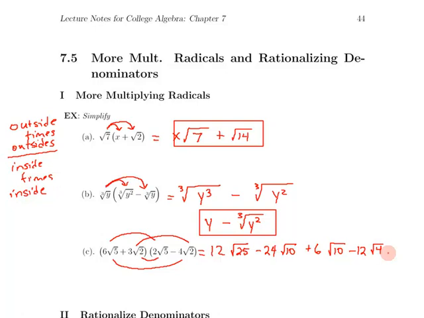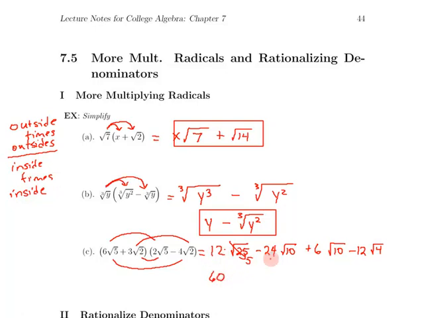Okay, at this point we simplify. Notice in the first term, square root of 25, we know is 5. And since this is a multiplication operation between here, I can take 12 times 5 and get 60.